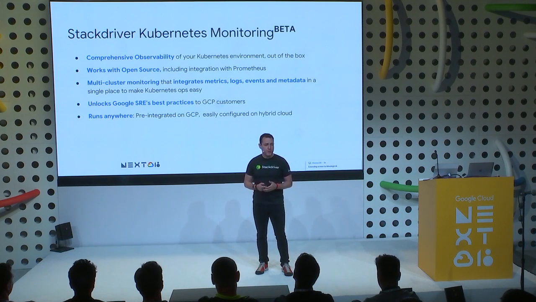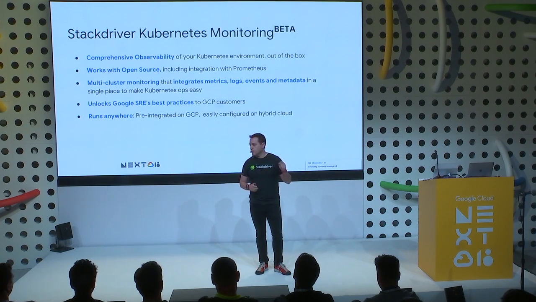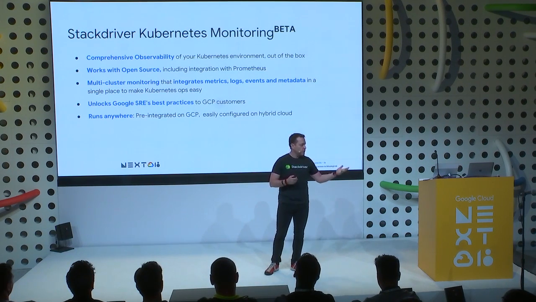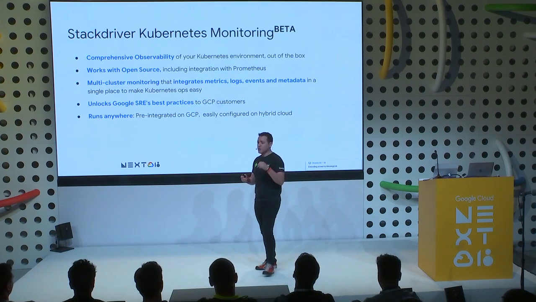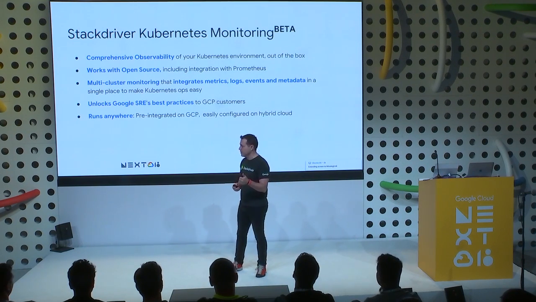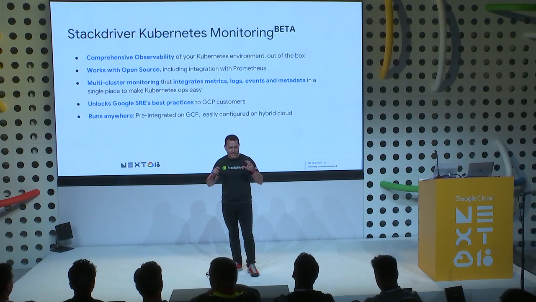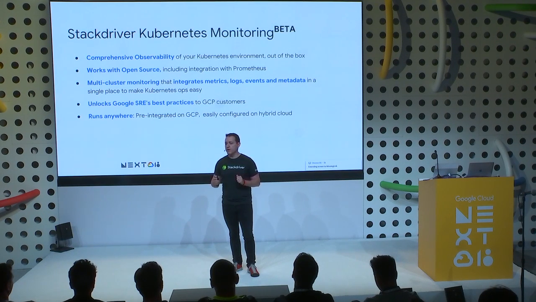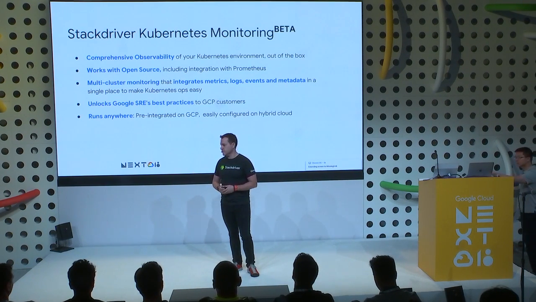It works very well with open source. From the ground up, we built it and integrated with Prometheus, which is, of course, the most well-known monitoring open source solution for Kubernetes. It's multi-cluster monitoring, which is a difference that you see for many other products outside. In a single place, we're giving you a way to do monitoring of multiple clusters. And it doesn't matter where it runs. We can monitor your cluster on-prem or your cluster on Kubernetes Engine, or your cluster running on AWS EC2 instances, for instance.